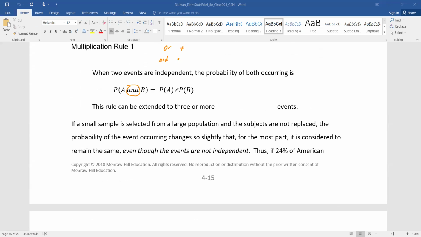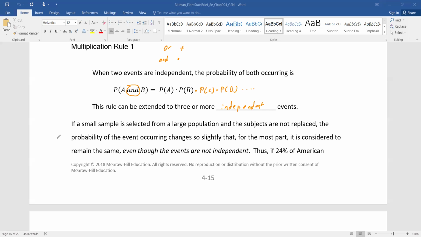Again, the rule can be extended to 3 or more independent events. What that means is maybe I had 3 or 4 or 5 events I wanted to judge. As long as they're all independent, I can keep multiplying their probabilities as much as I want, as long as they don't affect each other.